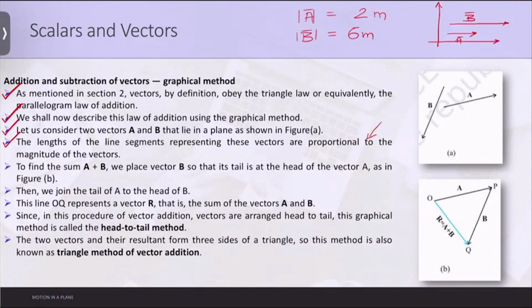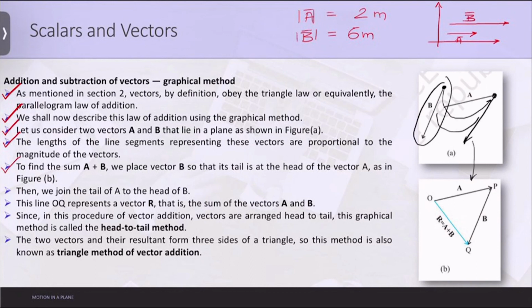Okay, to find the sum A plus B, we place the vector B so that its tail is at the head of the vector A. So what is written here? That to find the summation, we place the tail of B at the head of A. So we just took B from this position and placed it at this position. So that has been explained here.